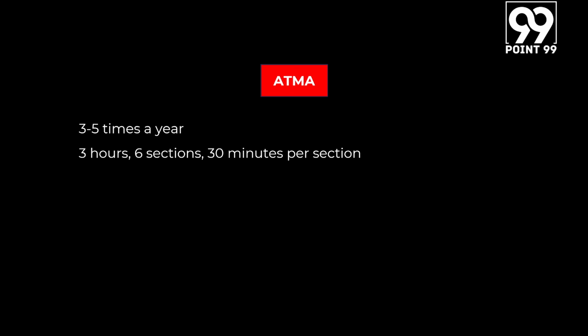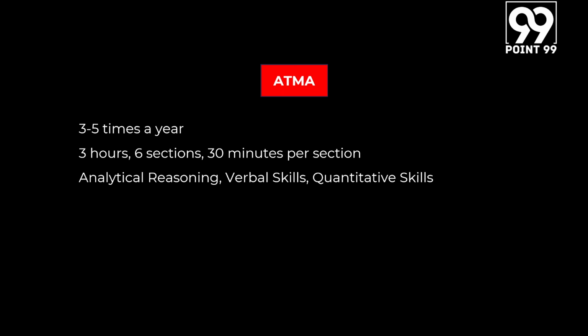Now, there are 3 hours, 6 sections. Now, there are not technically 6 sections. There are 2 copies of 3 sections, and you get 30 minutes per section to solve that entire thing. Now, there are 3 broad sections that are there: analytical reasoning, verbal skills, quantitative skills, and each of these sections appears twice. And that is basically how the ATMA is conducted.